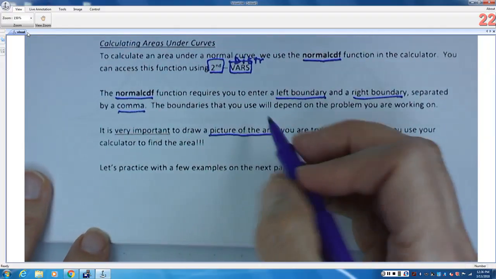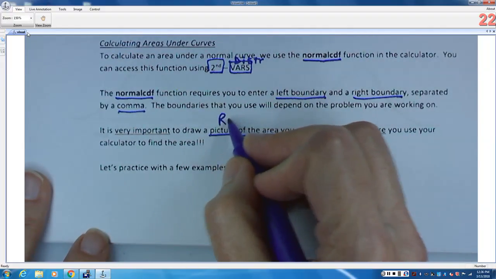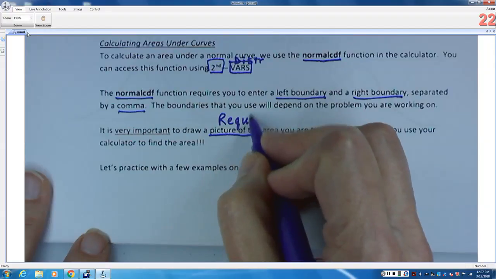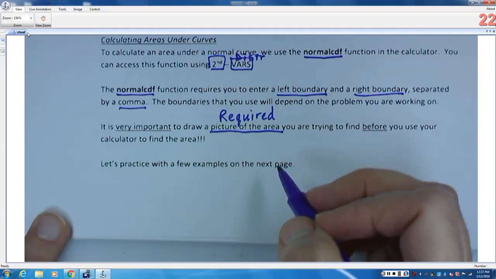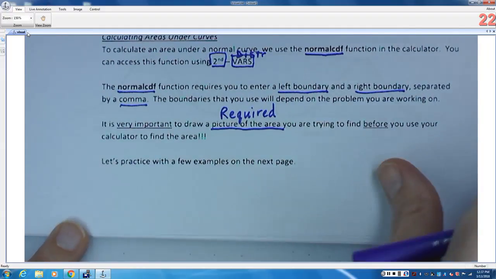In fact, this is required as part of your points. If you just give me answers and no probability notation, no pictures, and I even have pictures already on my test, so you're not going to get all your credit. And here are some examples. So we're going to do some examples.